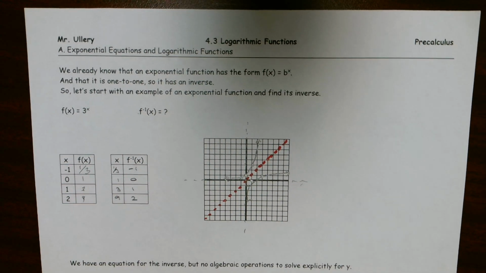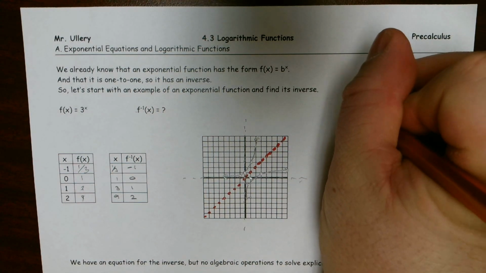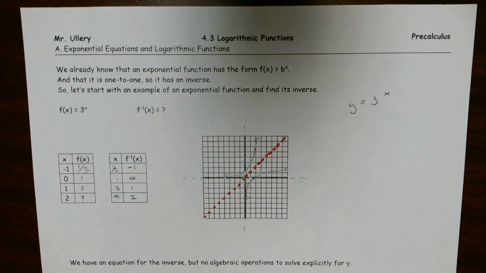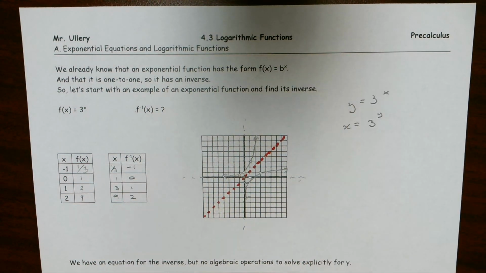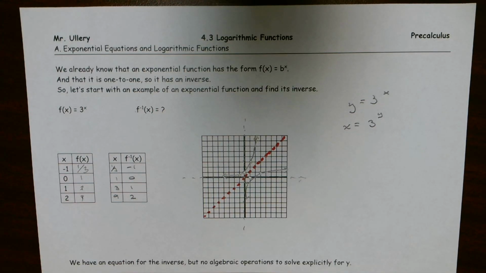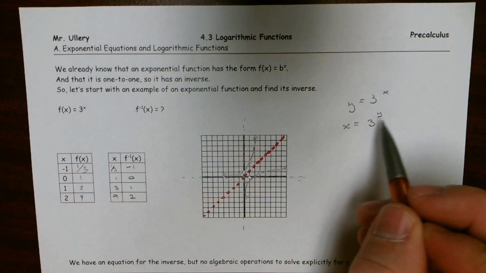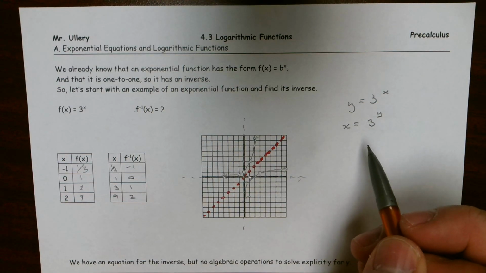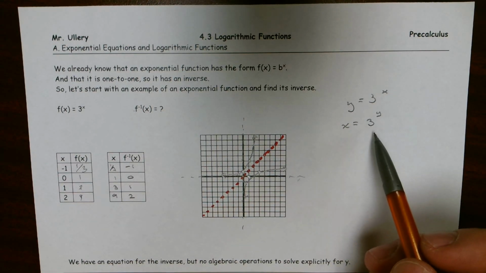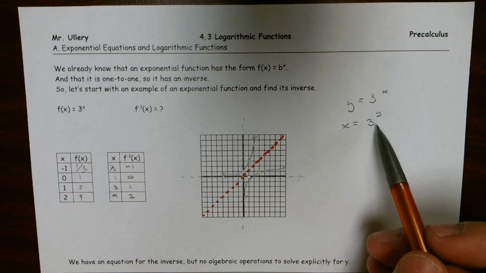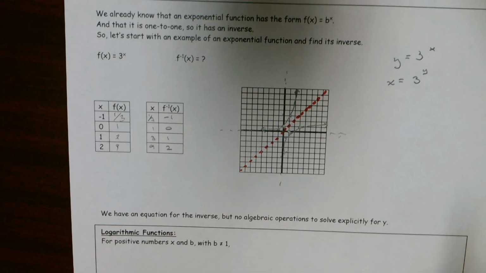Now, if we were trying to find the algebraic expression for the inverse of this, first we would change it to y equals 3 to the x. So if we're trying to find the inverse of y equals 3 to the x, we need to change it to x equals 3 to the y. And now we kind of get stuck because there's no way to solve for y. We can't take the y-th root or anything like that. So because we cannot solve for y here, we have an expression that represents the solution, and that is called a logarithm.